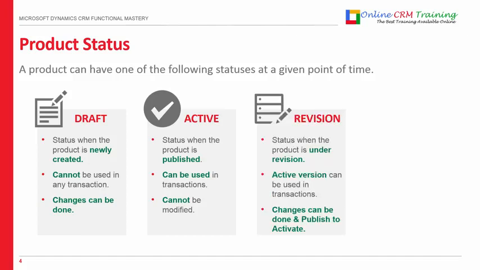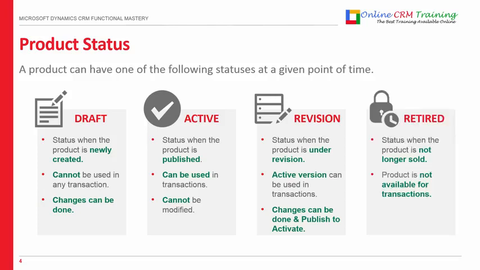If you want to modify any product, you need to take it into revision, that is, under revision. Please note that the active version can still be used in transactions, but whatever changes you make during this process of revision will not be in effect for the transactions. And to make the changes available to all the users for transactions, you need to publish it.